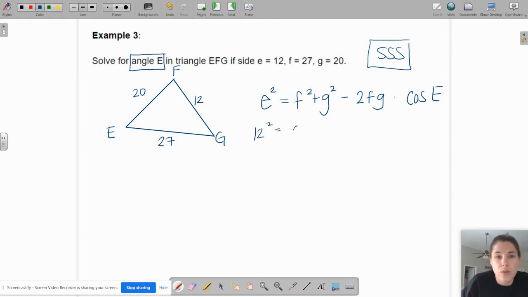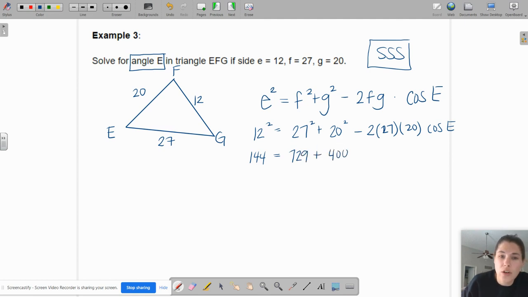12 squared equals 27 squared plus 20 squared minus 2 times 27 times 20 times the cosine of E. Okay, so 12 squared, that's 144, equals 27 squared is 729, 20 squared is 400, 2 times 27 times 20 is 1080, so minus 1080 times the cosine of E. Again, remember I can combine these, but I can't combine the minus 1080. So 144 equals 729 plus 400, that's going to be 1129.